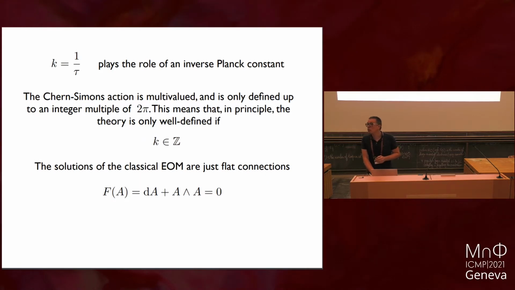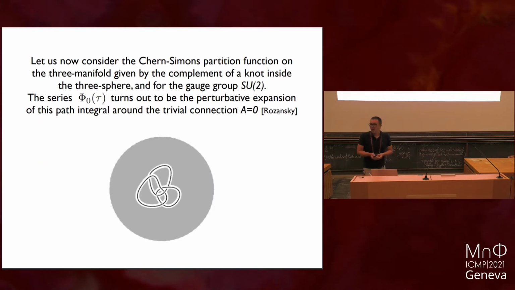And now we want to try to relate what we did to this kind of framework in quantum field theory. Now, the first object that we had was phi 0 of tau. So how do we get this series? Well, this series is going to be a saddle point expansion of this path integral of Chern-Simons theory.